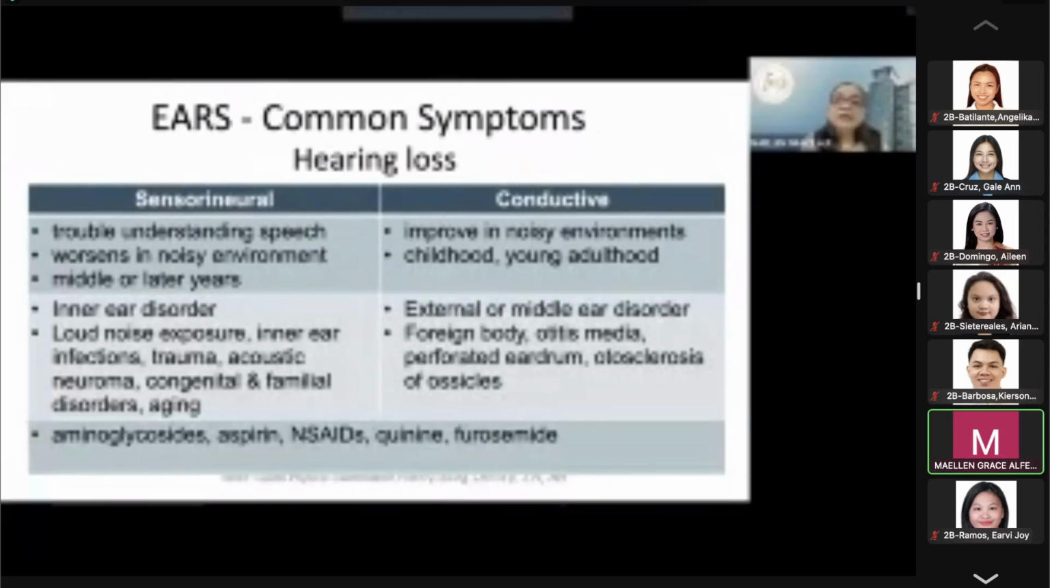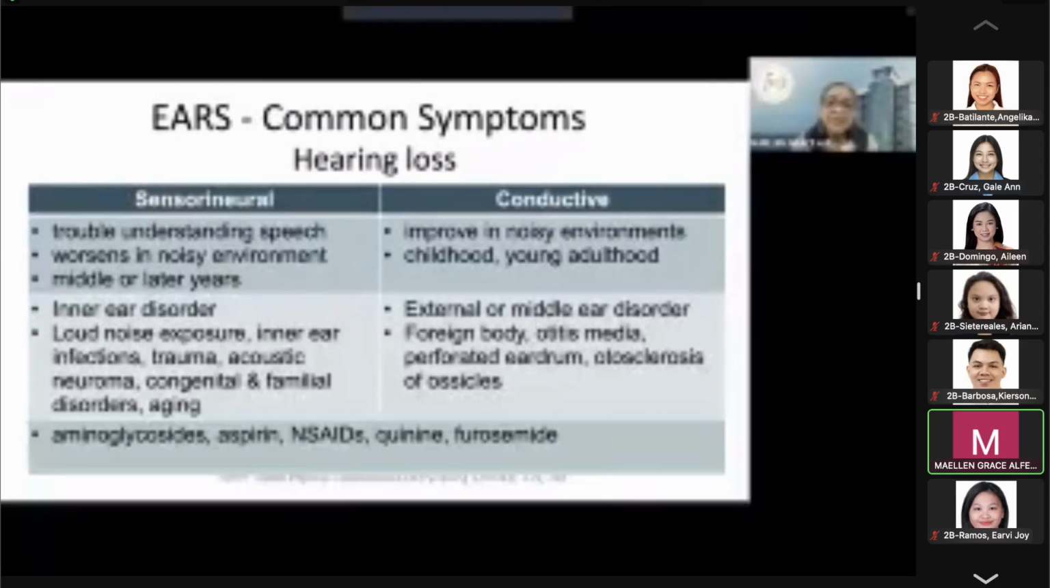It is usually due to inner ear disorders and loud noise exposure, an inner ear infection, trauma, acoustic neuroma, or congenital and familial disorders, as well as aging. Now, conductive hearing loss usually improves in a noisy environment and usually occurs in childhood and young adults. Usually, the problem is at the external or the middle ear, and foreign body, otitis media, a perforated eardrum, or otosclerosis of the ossicles are the usual causes.